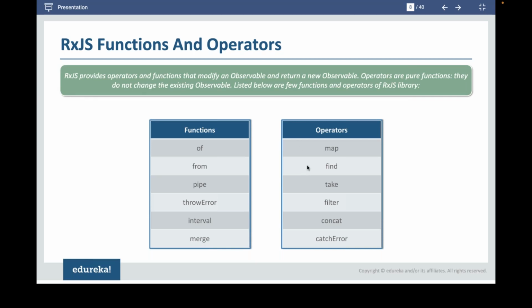And you have the set of operators. Operators work with pipe. What pipe does is it's like a connection between operators and the data. So you write a pipe which takes some operators and formats a value according to your requirement. So you have map, find, take, filter, concat, catchError. These are used for handling different types of scenarios for data manipulation.